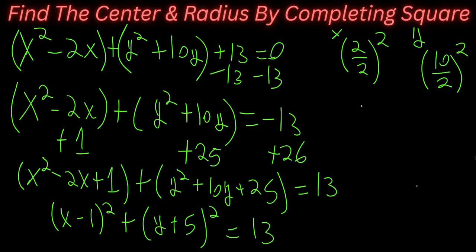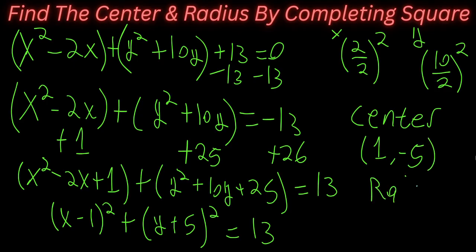We've now written it in standard form, so let's find our center and our radius. Our center is going to be at 1 and negative 5, and our radius is going to be the square root of 13. All right, let's do one final example.